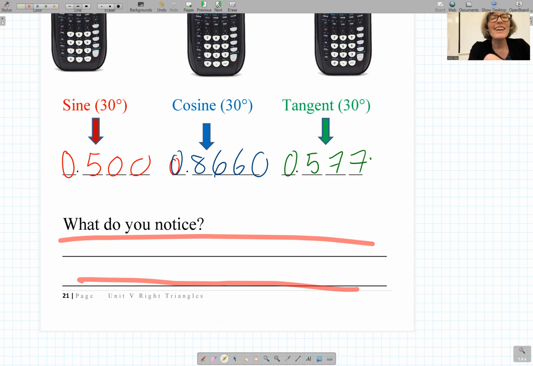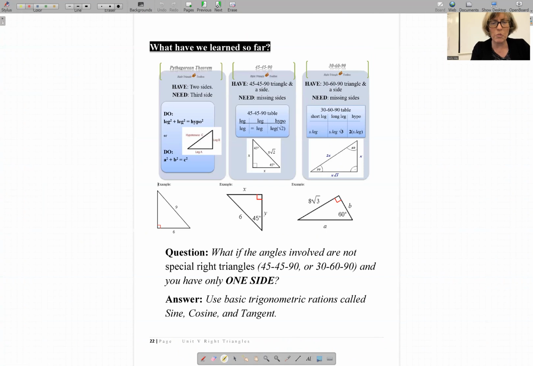Restart. Hi there. Let's continue exploring what we have learned. There's a total of 5 right triangle tools. As of this moment, you have 3. The 3 you have so far are: have 2 sides, need third side, tag. That's your first one. Second one, 45, 45, 90: leg, leg, leg root 2. Then you have 30, 60, 90: short leg, root 3 short leg, times 2.